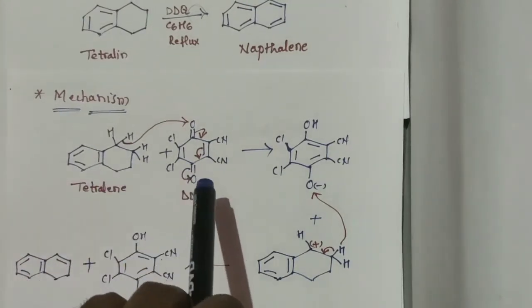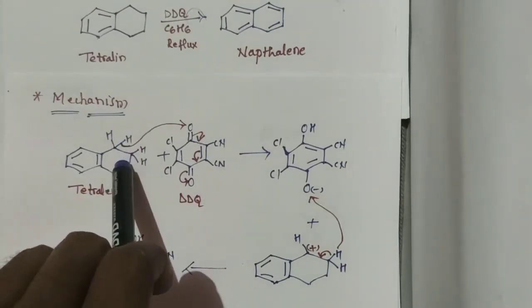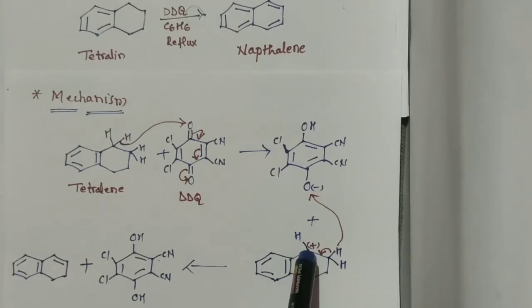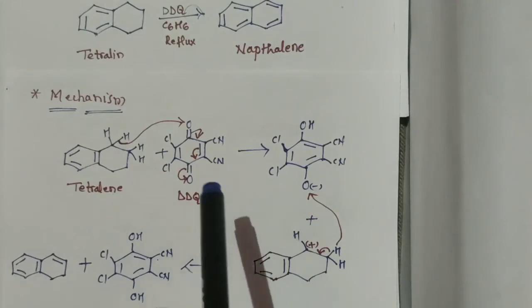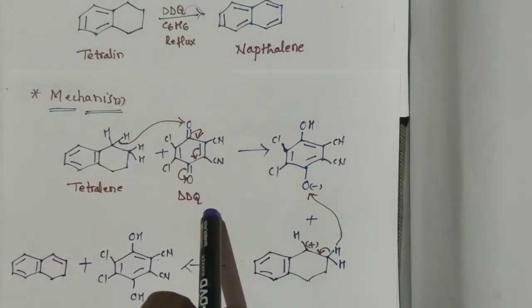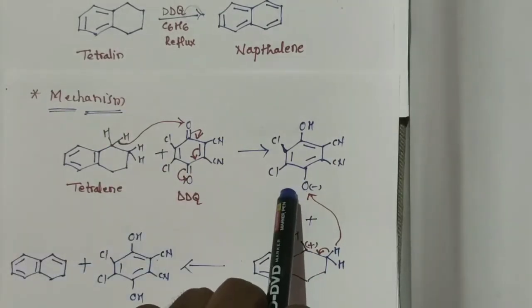Tetraline with DDQ: it abstracts a hydride ion from the benzylic carbon atom. That benzylic carbon atom gets the positive charge because it eliminates the H- ion. The DDQ abstracts the H- ion and is converted into a phenolate ion.